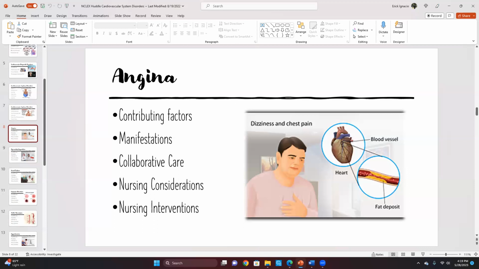So how does this angina manifest itself? Through chest pain or discomfort, pain in the arms, back, neck, jaw, shoulder. The patient may also complain of nausea, fatigue, shortness of breath, anxiety, diaphoresis, which is sweating, dizziness. The diagnostic procedures for angina: 12-lead EKG, cardiac stress test.